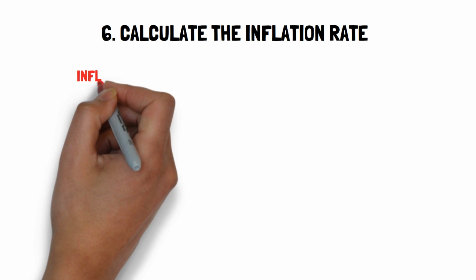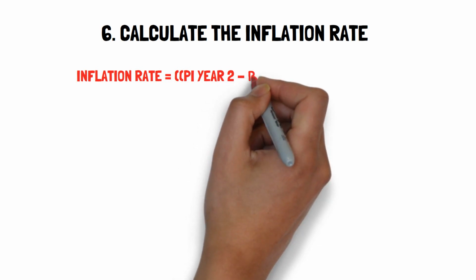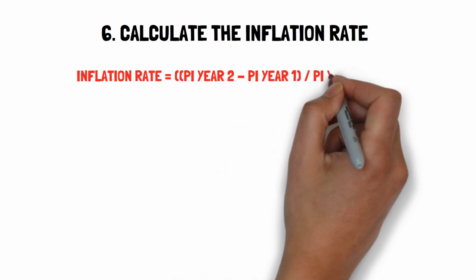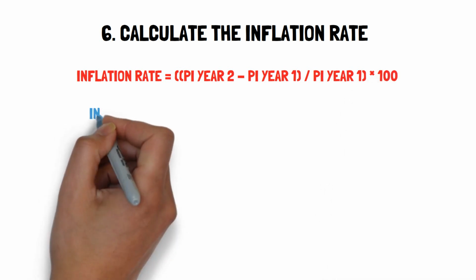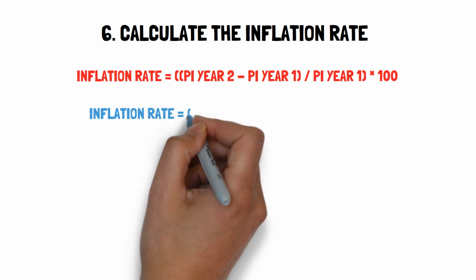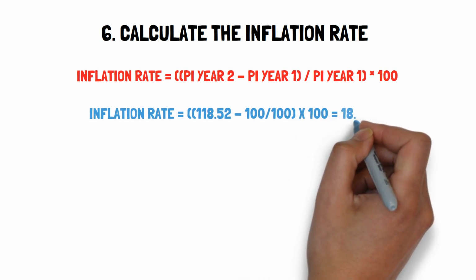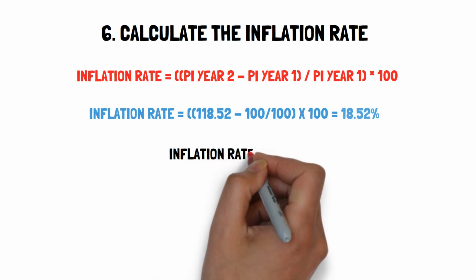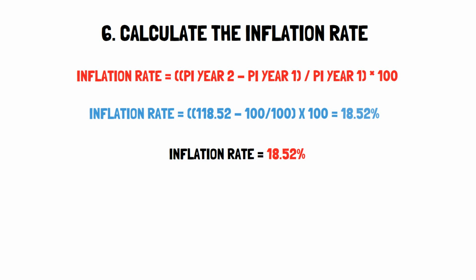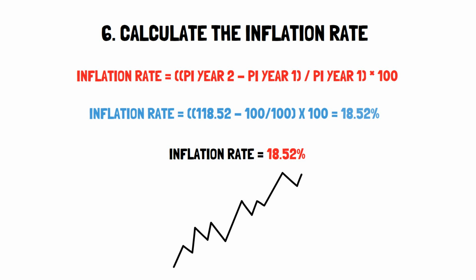6. Calculate the inflation rate. We'll calculate the percentage change in the price index using the formula: inflation rate equals price index in year 2 minus price index in year 1, divided by price index in year 1, all times 100. Inflation rate equals 118.52 minus 100, divided by 100, all multiplied by 100, equals 18.52%. Therefore, based on this example, the inflation rate between year 1 and year 2 is 18.52%. This means that on average, the overall price level increased by 18.52% during this period, indicating inflation.